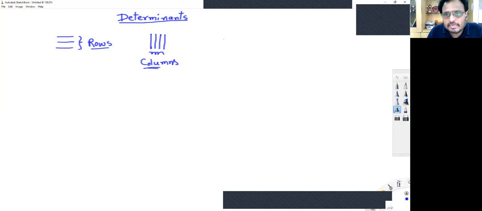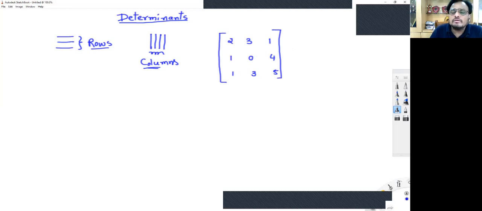What is meant by matrix? Suppose we see 2, 3, 1, 1, 0, 4, 1, 3, 5. A matrix is nothing but the systematic arrangement of numbers in the form of rows and in the form of columns. And matrices are always enclosed by 2 square brackets. Suppose the name of the matrix is A.